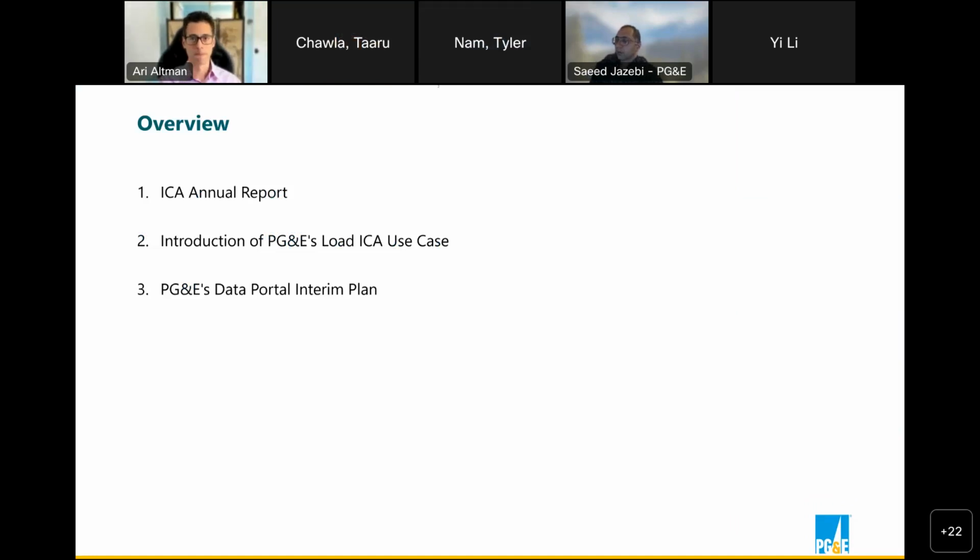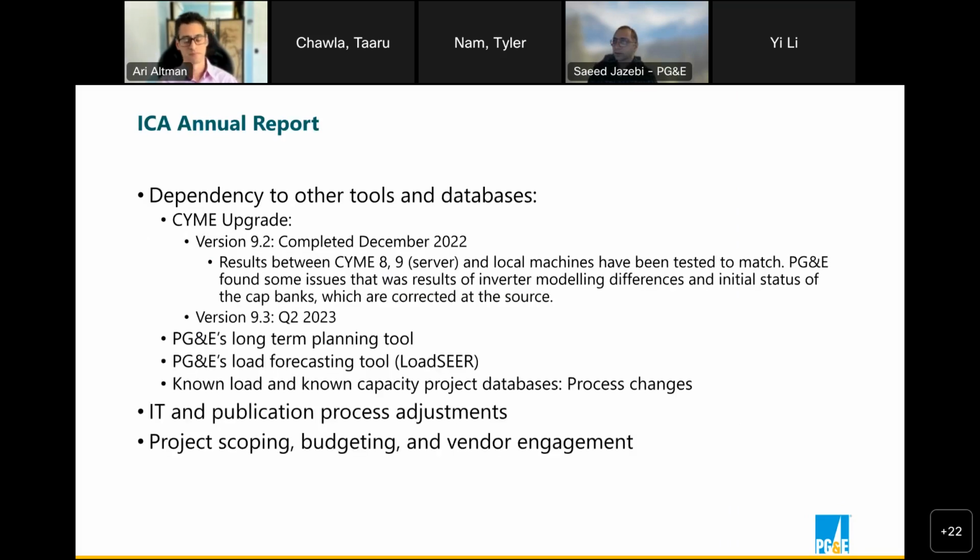We basically have 3 sections in our report. We will go through our ICA annual report. We would like to introduce a new use case for load ICA. Then we'll have an interim plan for our data portals to better help the customers in the interim. So I can go to the next slide.